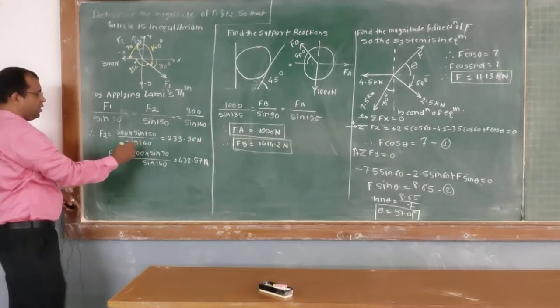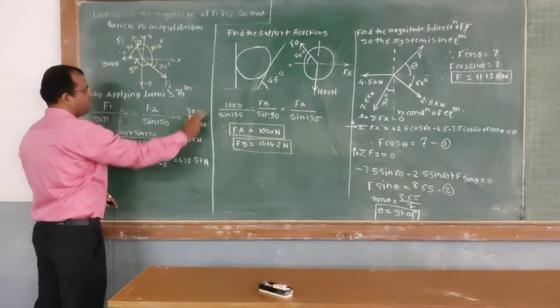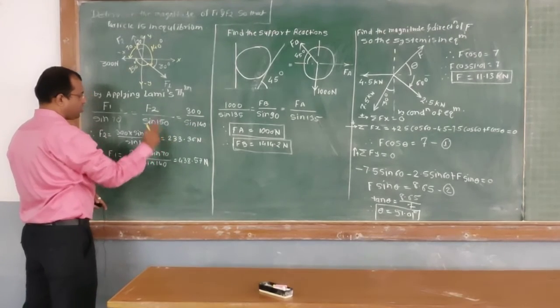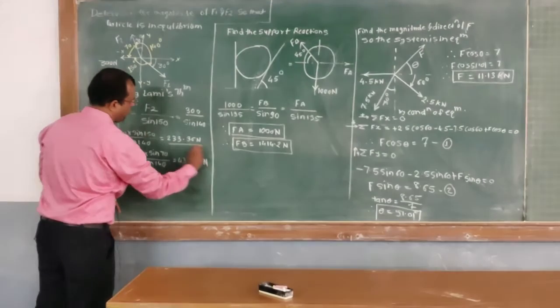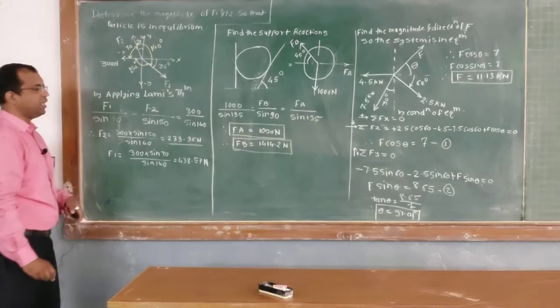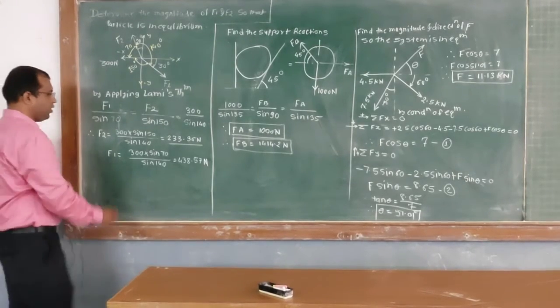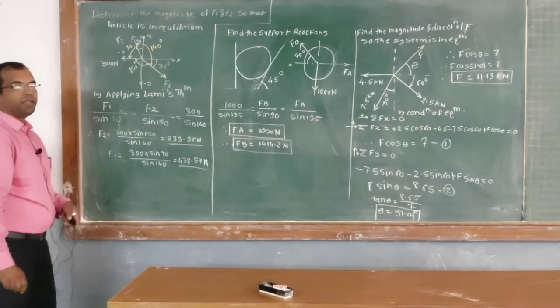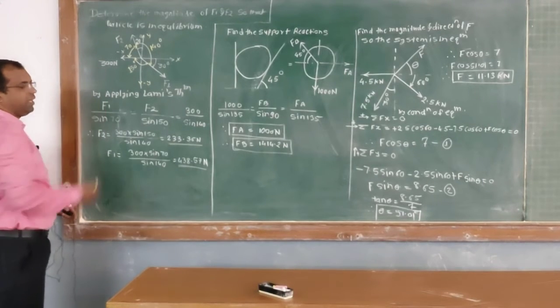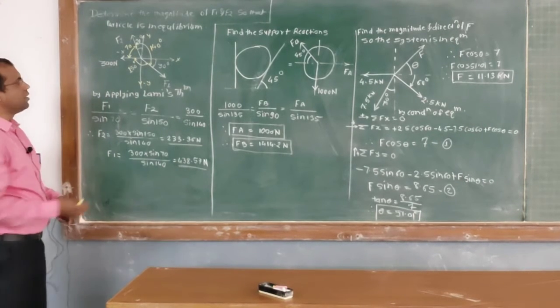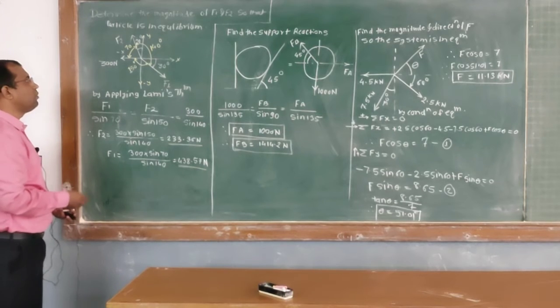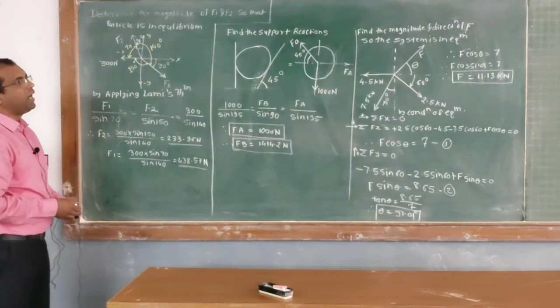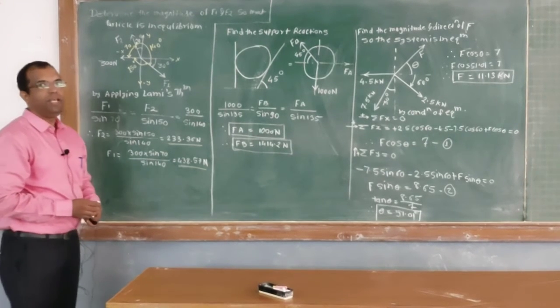So F2 is equal to 300 into sine of 150 divided by sine of 140. If you solve this, you will get the answer. F2 value is 233.36 Newton and F1 is 438.57 Newton. Thus we can solve this problem very easily within 2 steps by using Lami's theorem. This problem we can also solve by using the condition of equilibrium.